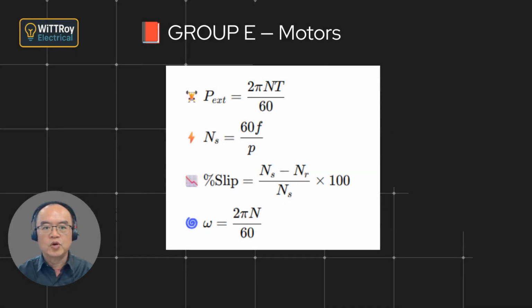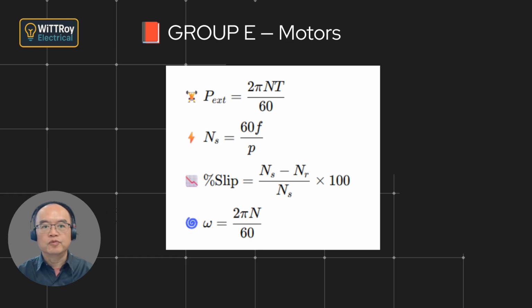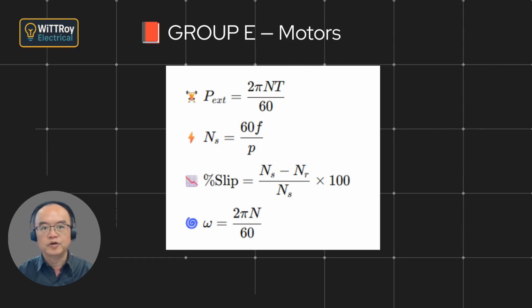Now we are starting Group E, which is about motors. These formulas help us understand mechanical power, synchronous speed, slip, and angular speed. They are important for understanding how motors perform and how speed changes under load. Now let's go through each motor formula one by one. Now we go to the first formula in Group E.